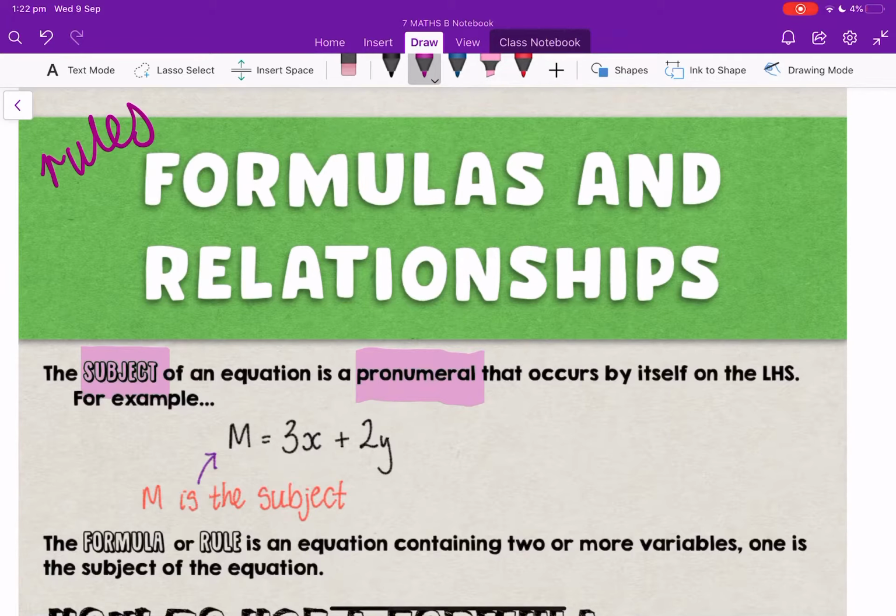So remember, when we have equations, we have a left-hand side and a right-hand side. So this one here, m equals 3x plus 2y. M is by itself, and it's on the left-hand side. So that is our subject of our equation.